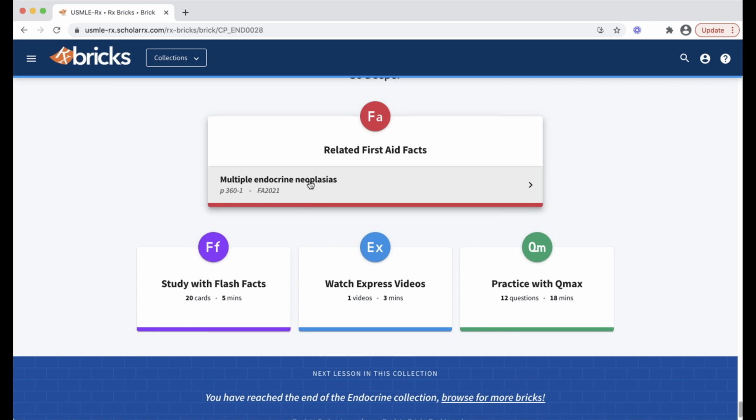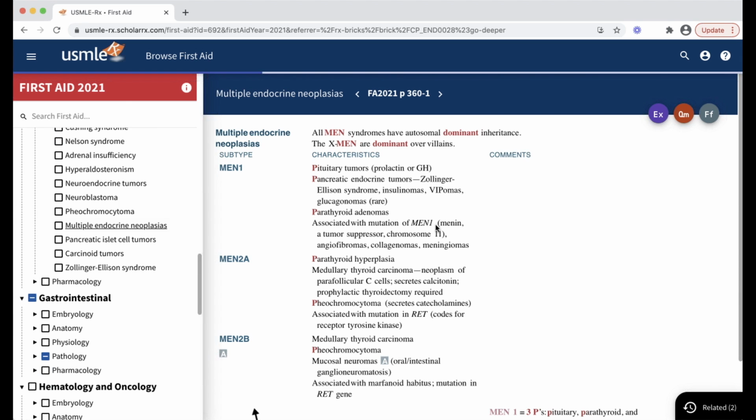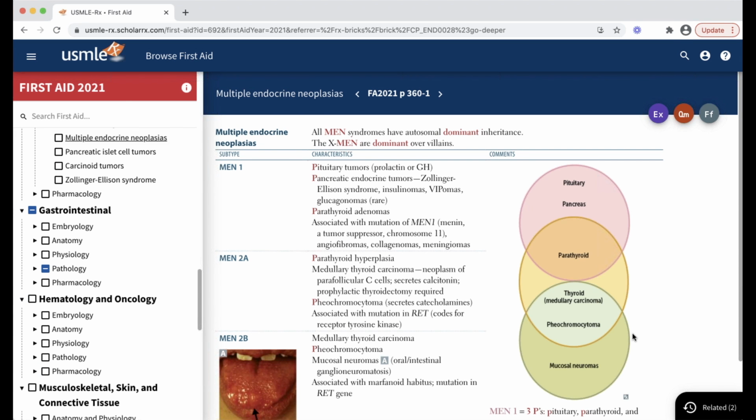You can go directly into First Aid, you can go directly into Flashbacks, you can go into Express videos, or you can practice with QMax. So if I hit this button, it'll take me directly to that part in First Aid 2021, which, as you can see, has now been updated to First Aid 2021. And then from here also, you can go into Express videos, QMax, or Flashbacks. So it's a really nice tool. It helps you stay organized, prevents you from having to break up your thought process, flipping between resources.